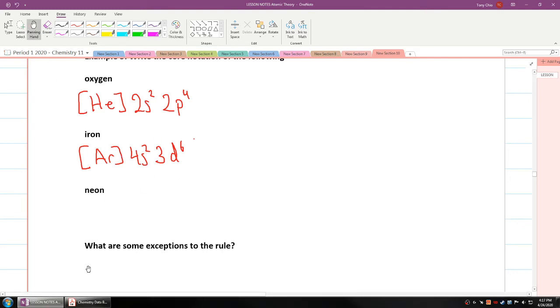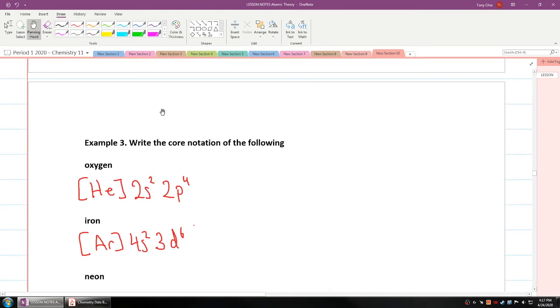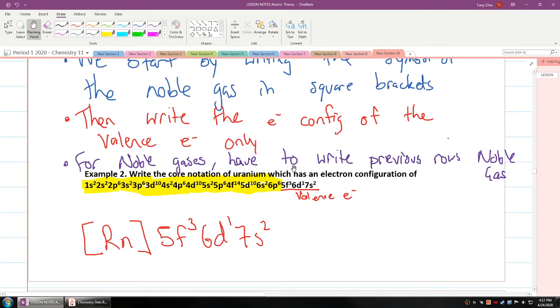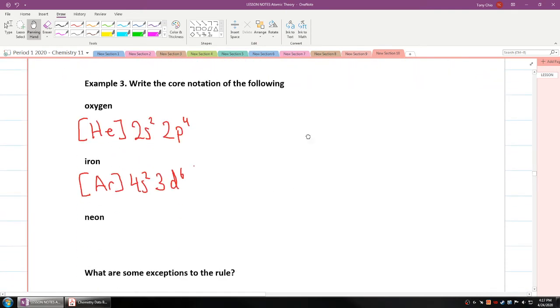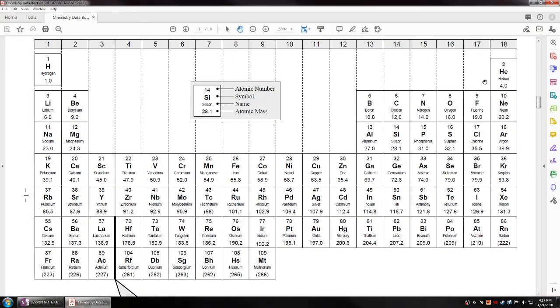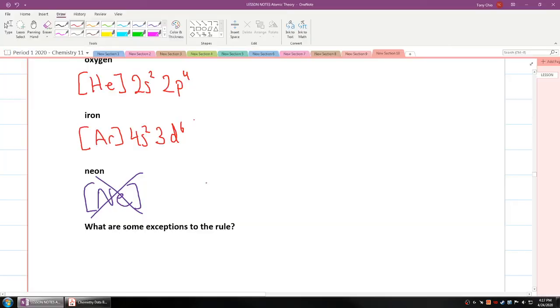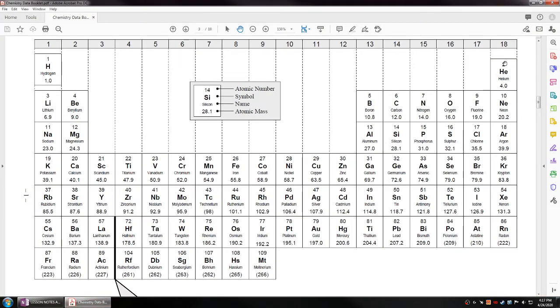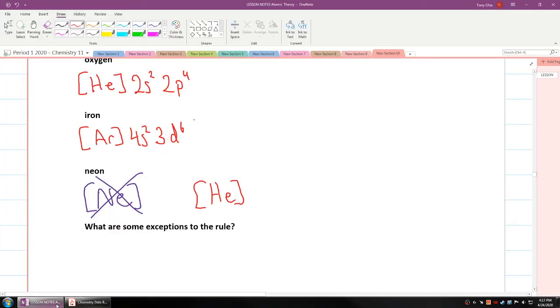Neon. Now neon, because of that exception rule we had for noble gases, you have to write the previous row's noble gas. So for neon, you cannot write this. This is not allowed. Instead, we ask, what's the previous row's noble gas for neon? It's helium. We have to do that. We still have to write and show the electron configuration. We still have to have electrons present. So neon ends up being helium 2s2 and 2p6.